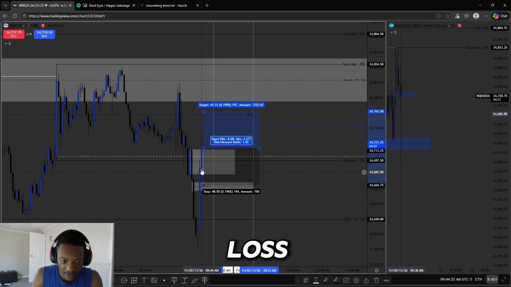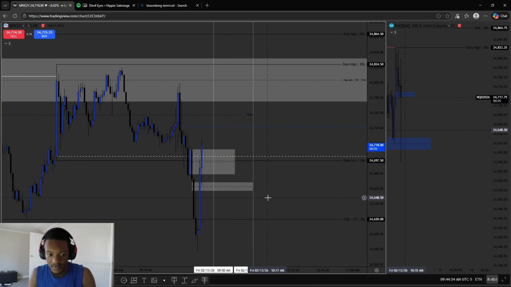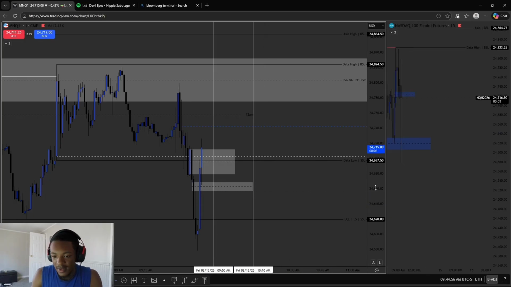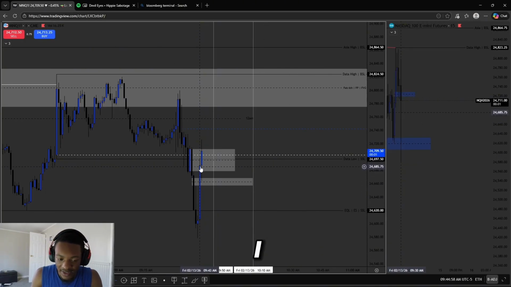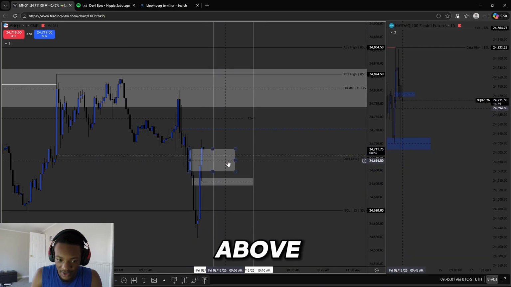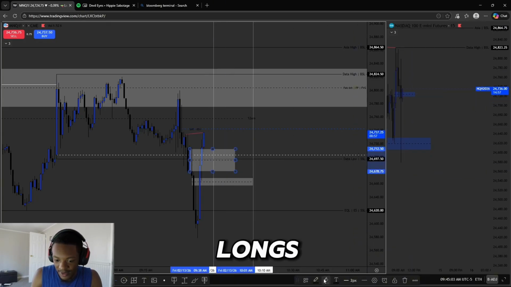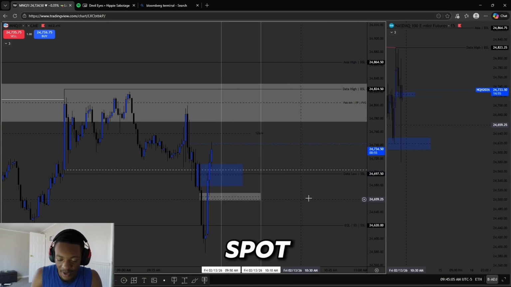And that's a big stop loss. Yeah, I'm not gonna lie, I'm bullish. I like longs here, especially if we close above. Yeah, so we close above that. I like longs. Anybody want to take longs? It's a good spot for longs here.